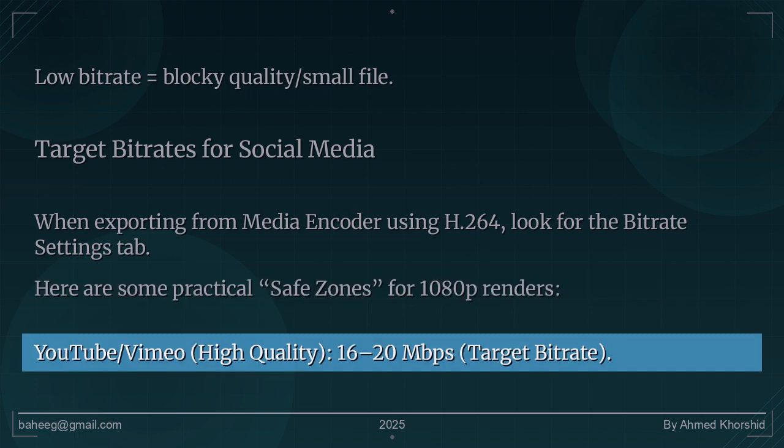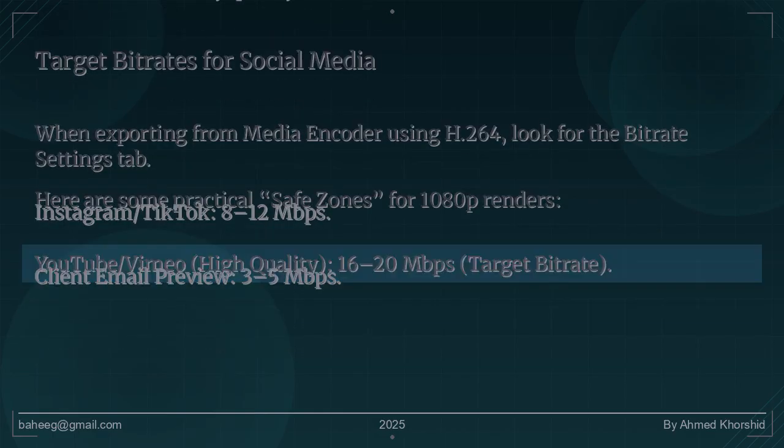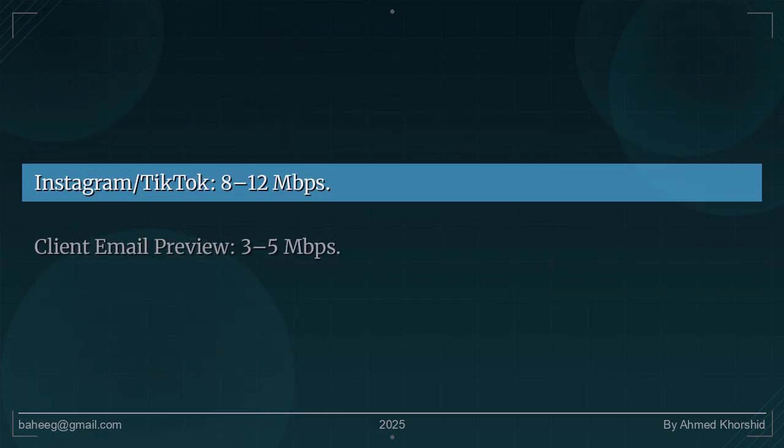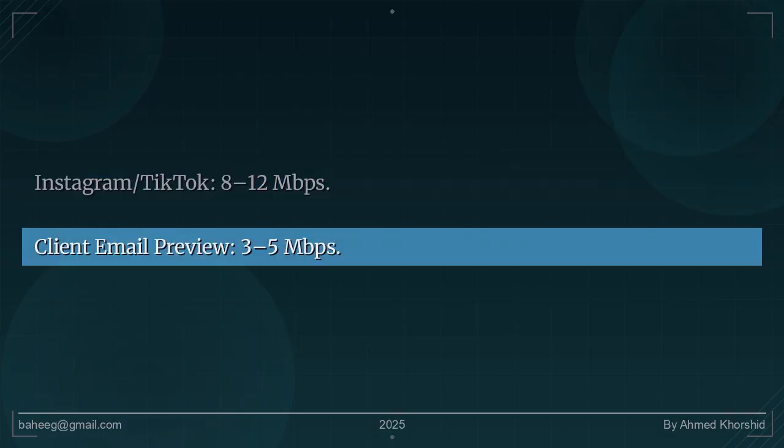YouTube, Vimeo, high quality: 16 to 20 megabits per second target bitrate. Instagram, TikTok: 8 to 12 megabits per second. Client email preview: 3 to 5 megabits per second.